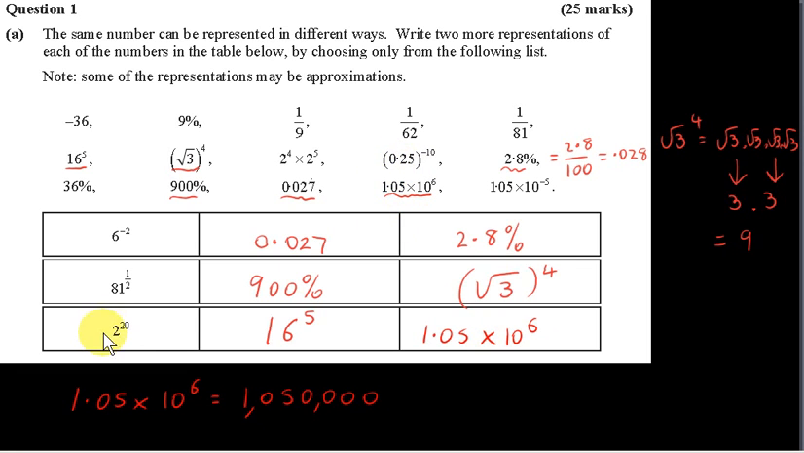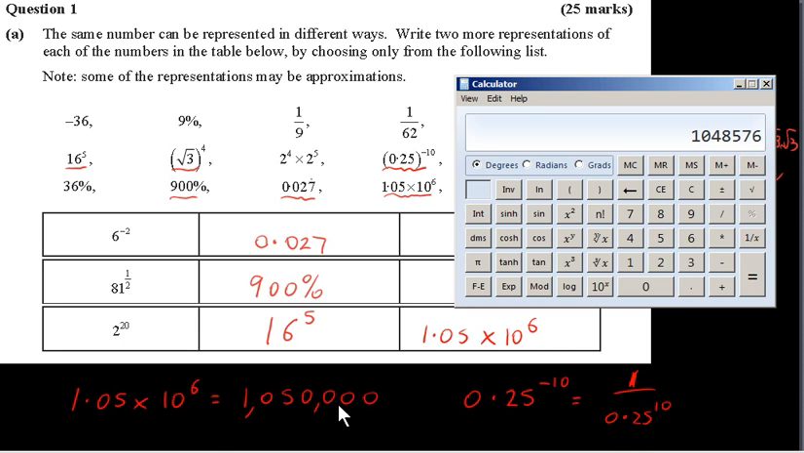Actually, there is another number that is a good approximation for 2 to the power of 20, and that's this number here. So I'll just explain this. 0.25 to the power of minus 10 is 1 over 0.25 to the power of plus 10. This number is a very large number, because if we raise 0.25 to the power of 10, we will get a number that is much smaller than 0.25. So we're taking 1 and dividing it by a very, very small number. That will give us a very large number. 1 divided by 0.25 to the power of 10 actually gives us exactly 2 to the power of 20.